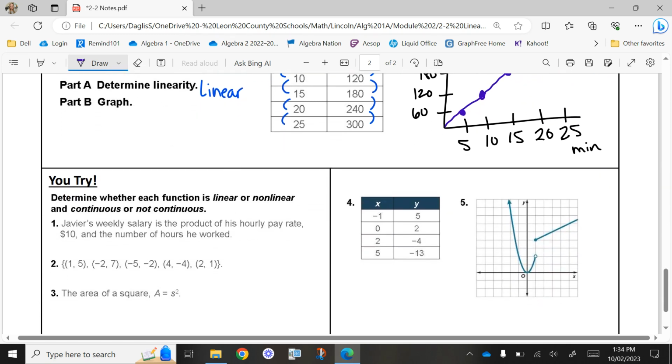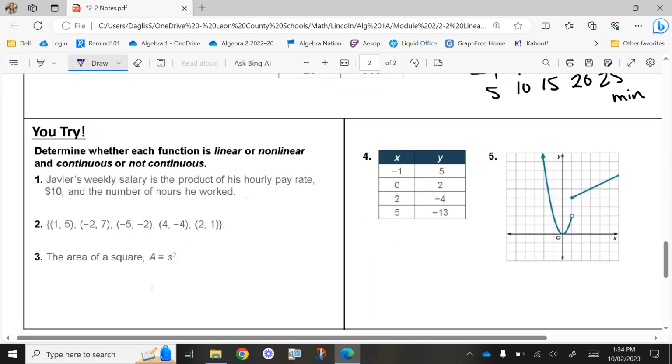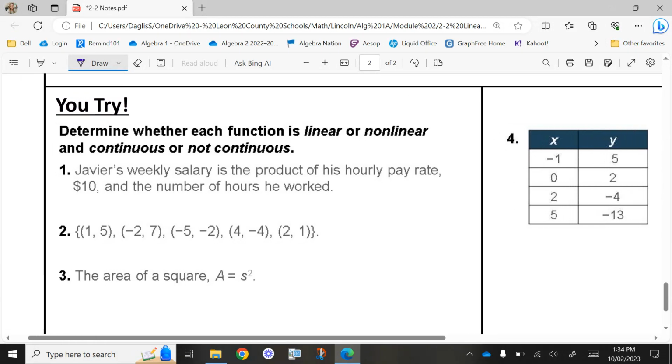All right, the last little bit, we're going to review what we did. We're going to say linear or nonlinear, and then we're going to say continuous or not continuous, okay? Javier's weekly salary is the product of his hourly pay rate, which is $10, and the number of hours that he worked, okay? So if he's consistently making $10 each hour, is that a line or not a line? It's a line. It is linear.